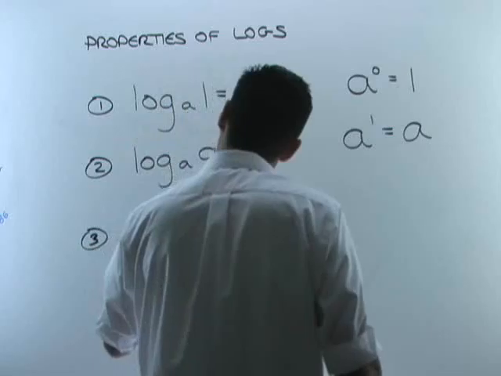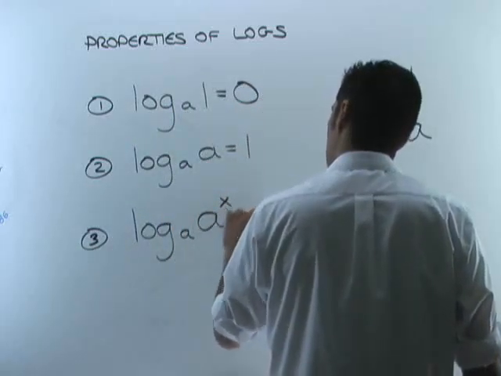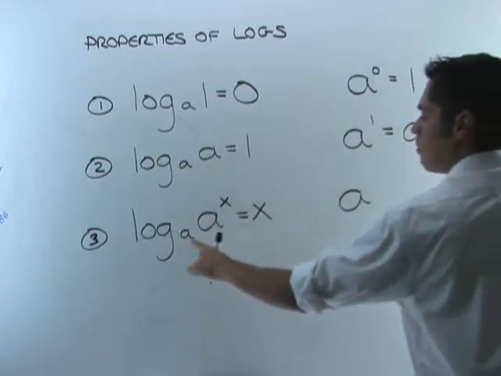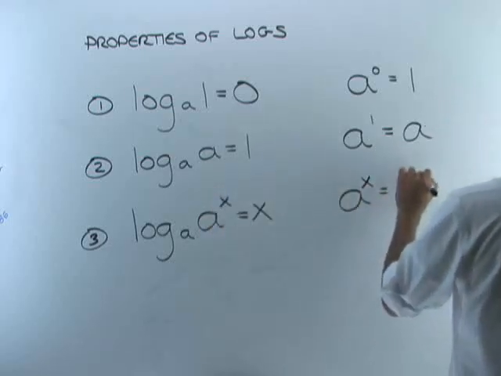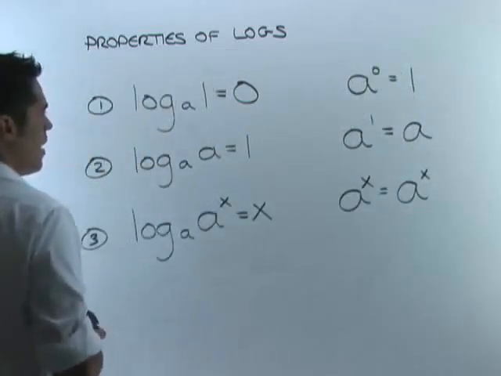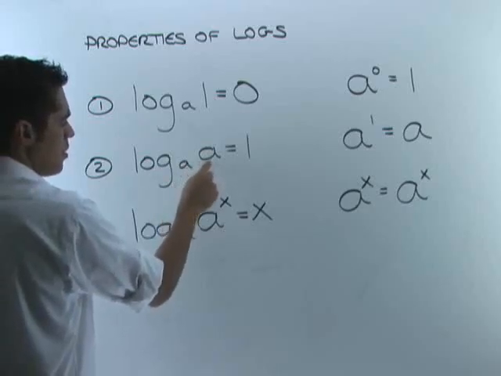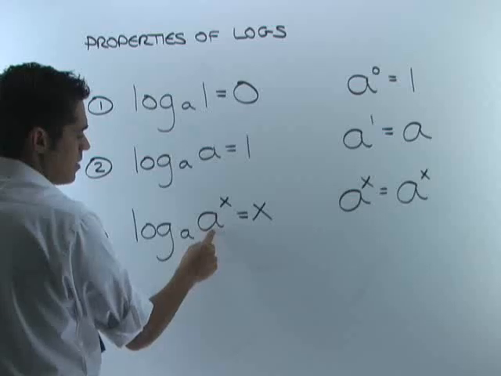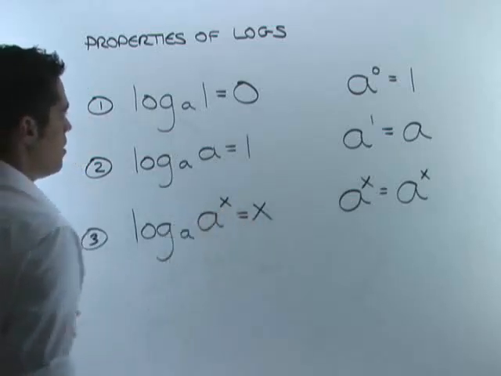The next property, log base a of a to the x is equal to x. Now check by doing the loop here. It's saying a raised to the x is equal to, of course, a to the x. So that verifies too. So those are three basic properties that we have. You plug 1 in, you get 0. If you plug the same number as the base in, you get 1. And if you take the same base and you raise it to some power, your answer is going to be just whatever the power is.